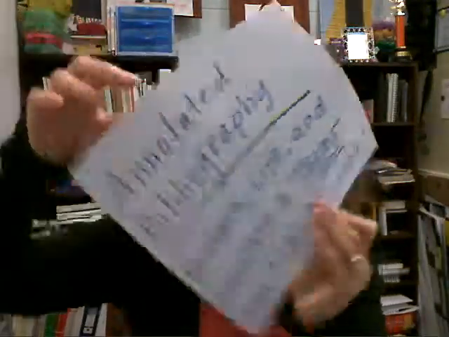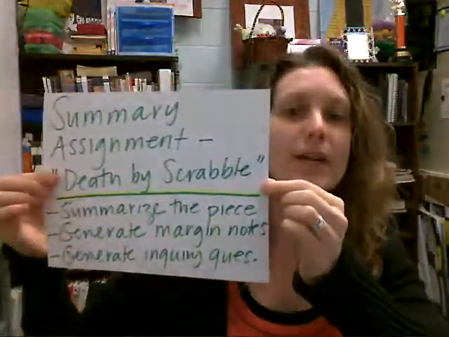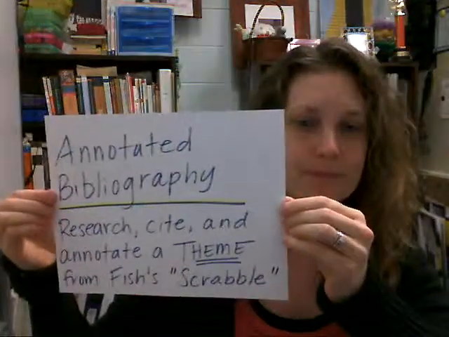Annotated bib and the summary assignment. So let's talk about these assignments individually. But first, remember, please grab the rubrics off of the rubric section of Moodle. There are two separate rubrics, the annotated bib rubric and the summary assignment rubric. Okay? All right, let's talk about the annotated bib.